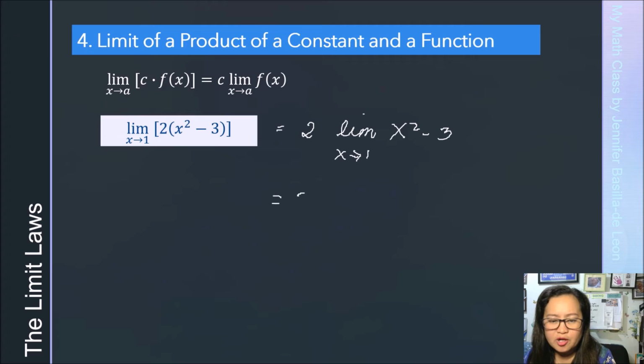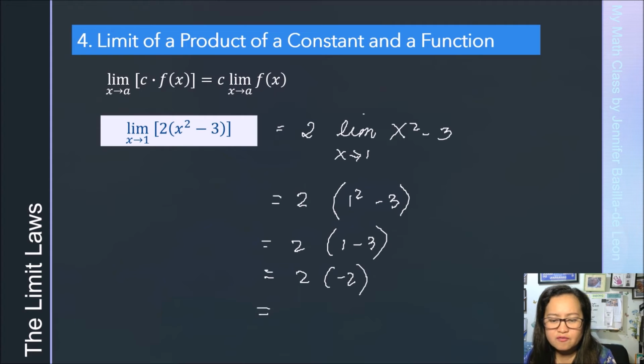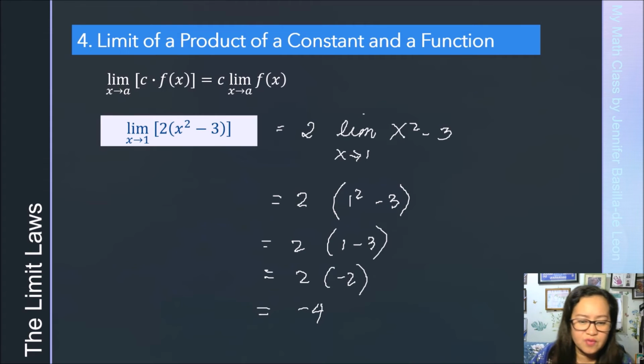We copy 2, then evaluate the given function at x equals 1. So we will have 1 squared minus 3. Simplifying further, we will have 1 minus 3. Then we will have 2 times negative 2. Therefore, we will have negative 4. Hence, the limit of 2 times the quantity x squared minus 3 as x approaches 1 is negative 4.